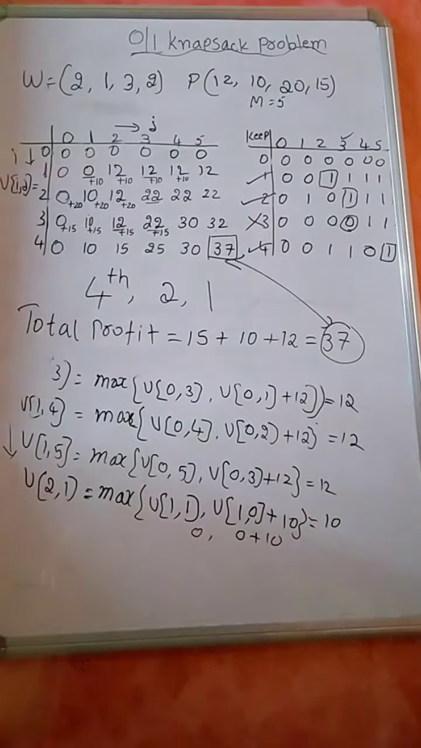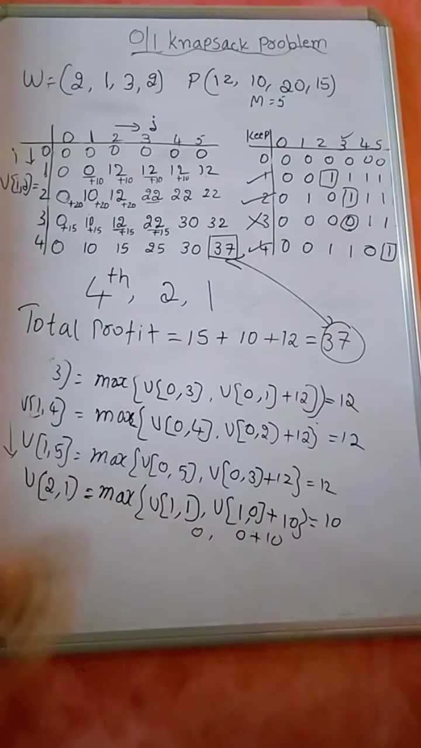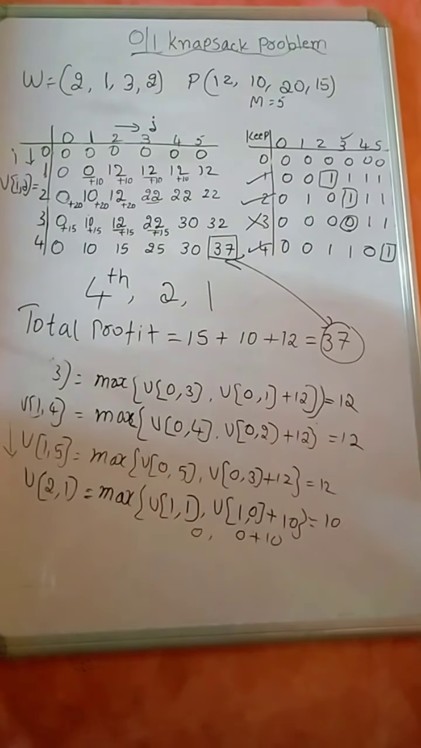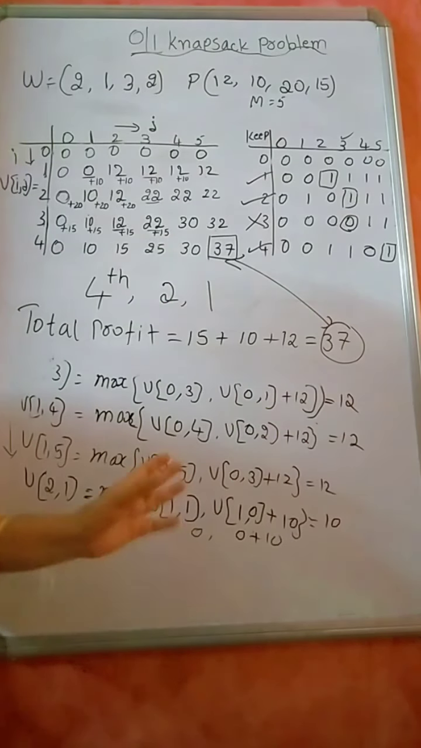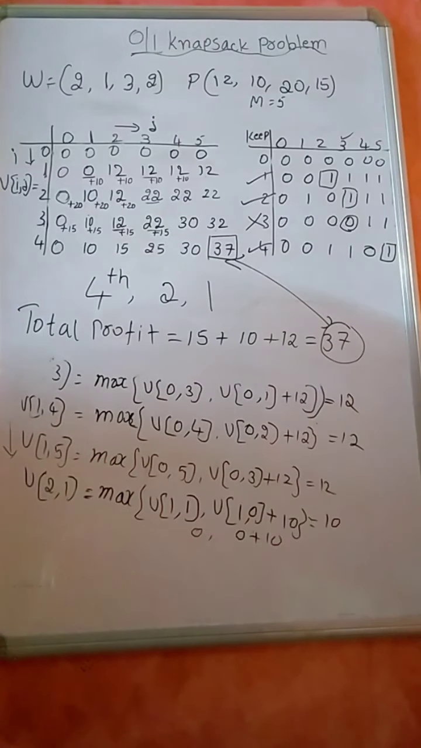The algorithm also involves both of them, because without a keep matrix, only with V of i j you cannot find out which objects are selected and which are rejected. In order to check that, you need the keep matrix. That algorithm along with the program I will explain when explaining your knapsack lab program. So that is about your 0-1 knapsack problem. It uses the dynamic programming concept. Thank you.